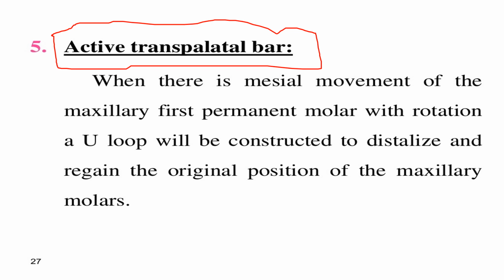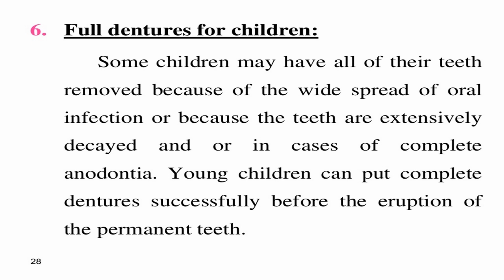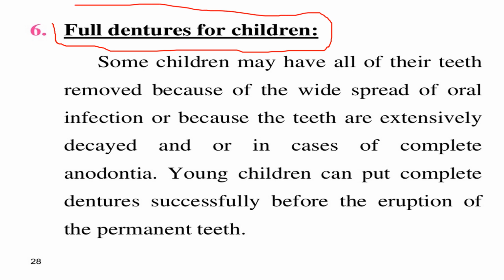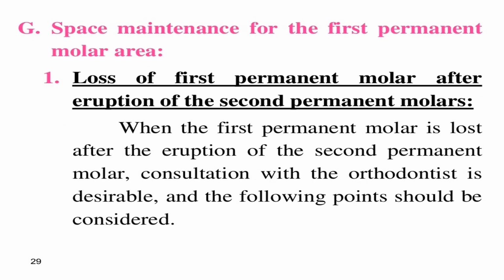6. Full dentures for children. Some children may have all of their teeth removed because of widespread oral infection or because the teeth are extensively decayed, and/or in cases of complete anodontia. Young children can wear complete dentures successfully before the eruption of the permanent teeth. G. Space maintenance for the first permanent molar area.